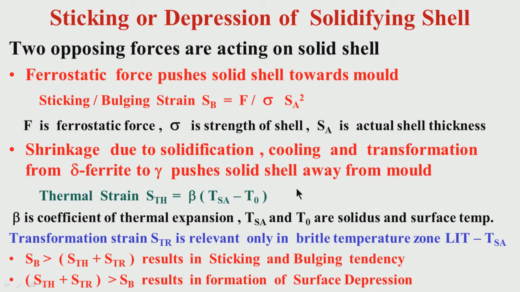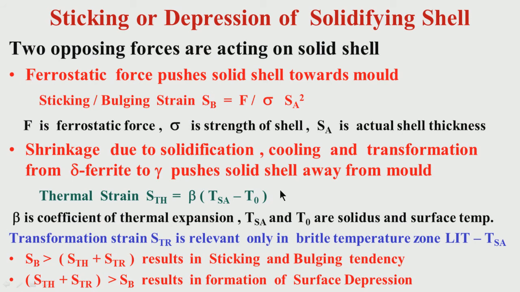depends on what? There are different components I have told you. That is due to solidification, there is shrinkage, there is cooling which is a thermal one, and there is a transformation. Now, the thermal one can be found out by using the coefficient of thermal expansion beta, and TSA is the actual solidus temperature and T0 is the surface temperature. So, the temperature difference multiplied by the coefficient of thermal expansion will indicate what is the strain. So, the thermal strain is because of this.